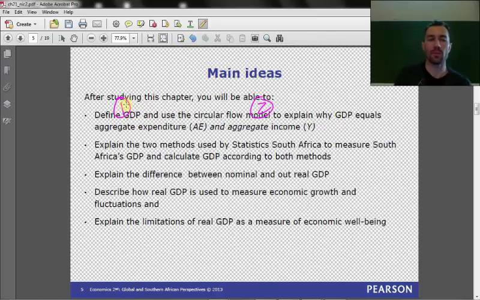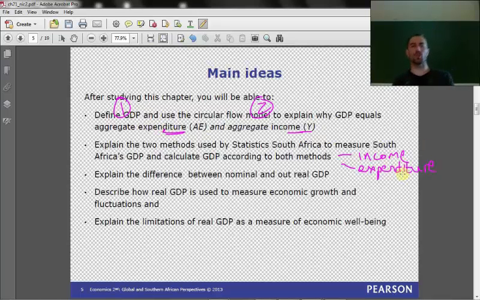So number 1, define GDP. Number 2, show a circular flow model. Then number 3, show that there are in fact 2 methods that are used to calculate GDP. These approaches are the income approach and the expenditure approach. Okay, so 2 different ways of measuring GDP. As I said, income or expenditure.